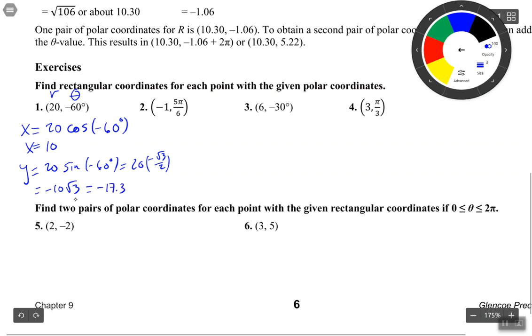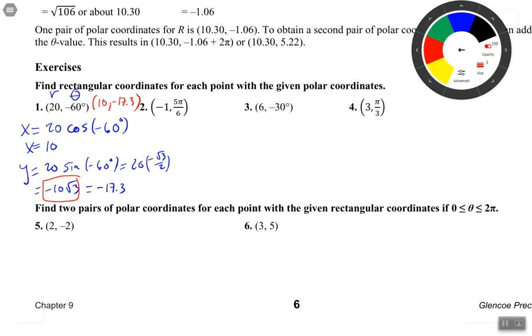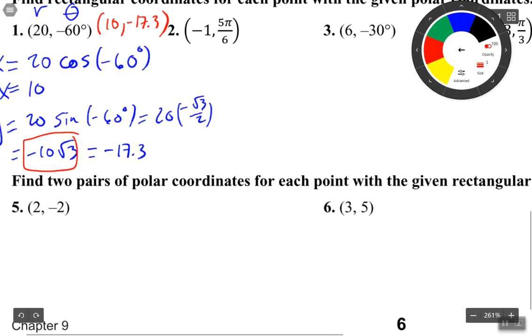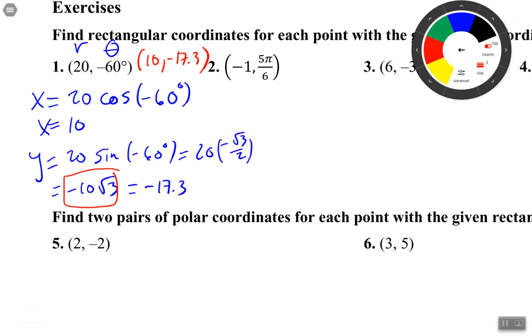Okay, so what does that mean? It means this coordinate right here, if I go rectangular, is going to be 10, comma, negative 17.3. If they give it exact like this on the test, can you put that in the calculator and compare it to what you got decimal-wise and make sure you got the right answer when you're doing multiple choice? Yes, you can. Does that help?